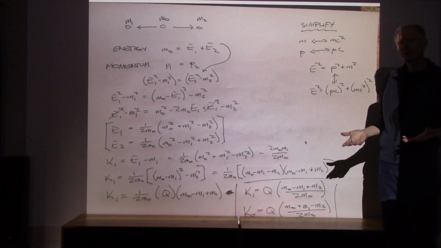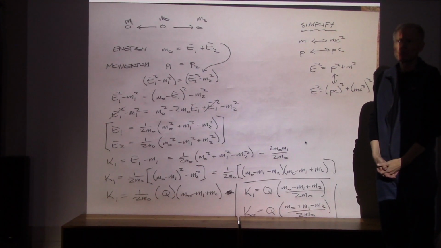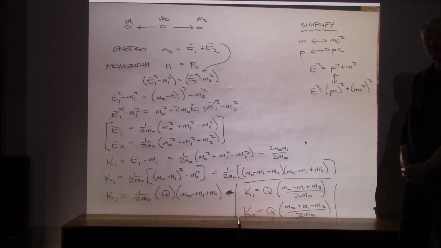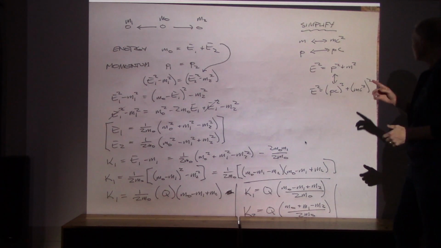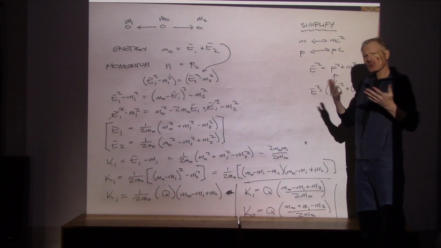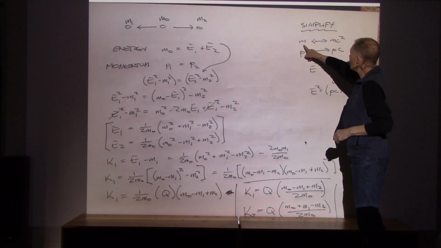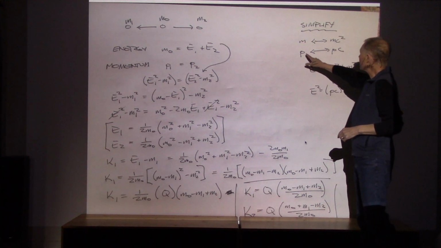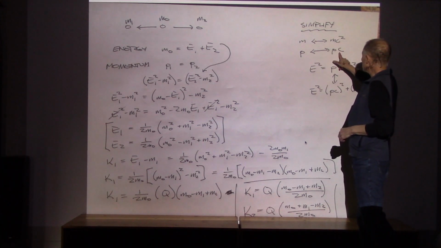By not writing the factors of c, it's going to save us a lot of time. And so it's kind of standard. It takes some getting used to. But I'm going to use this shortcut technique: anytime I write m, it really stands for mc squared. And anytime I write p, it really stands for pc.